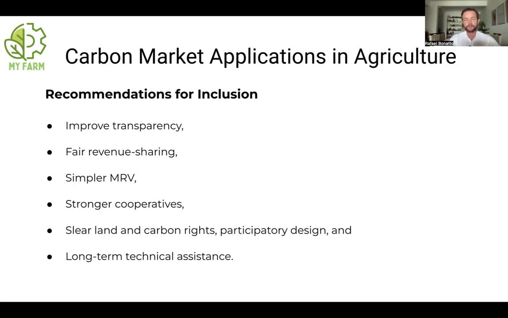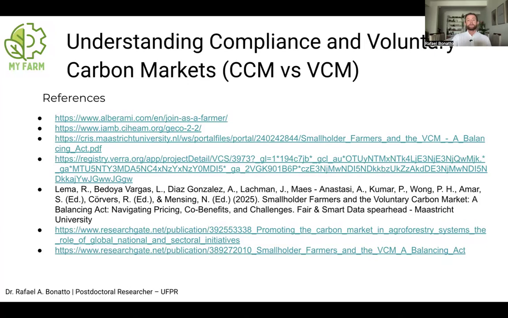Make cooperatives stronger, so people operating under cooperatives tend to be more participative, which makes things easier. Clear land and carbon rights, participatory design, and long-term technical assistance. Guarantee that the carbon rights are kept when you're developing the program. Make sure that the farmers involved will benefit from the carbon rights and the participatory design, and they will have long-term technical assistance to make sure the improvement is kept, the permanence is kept, the additionality is kept.